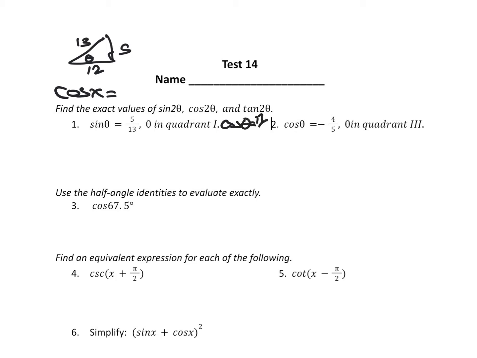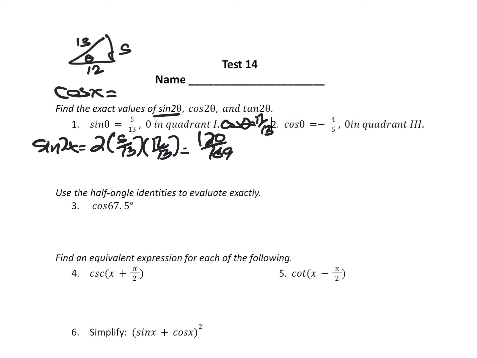which means cosine theta is going to be 12/13, which is important because when you go to find sine 2 theta, I'm going to put 2x. Sine 2x is 2 times sine x times cosine x. That's on your sheet. Sine x is 5/13, cosine x is 12/13. They're both positive in quadrant 1. Multiply that together, you get 120 over 169.